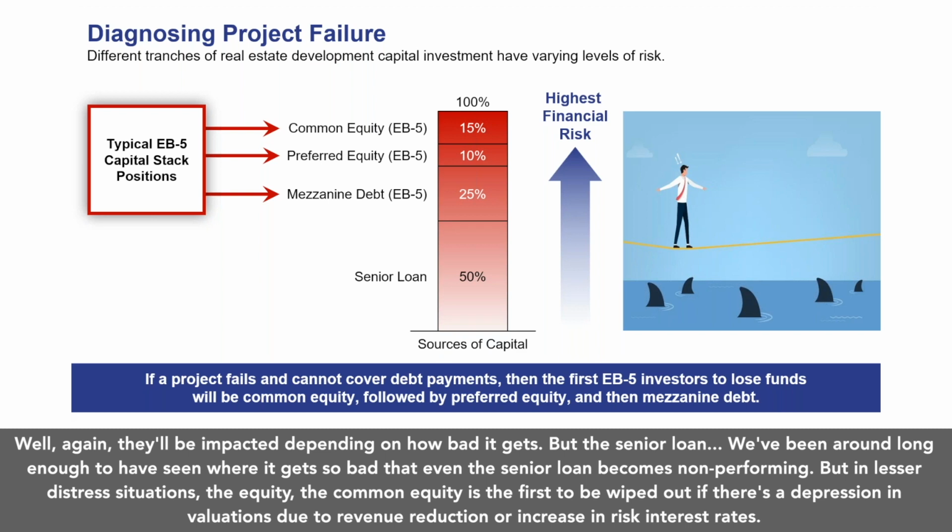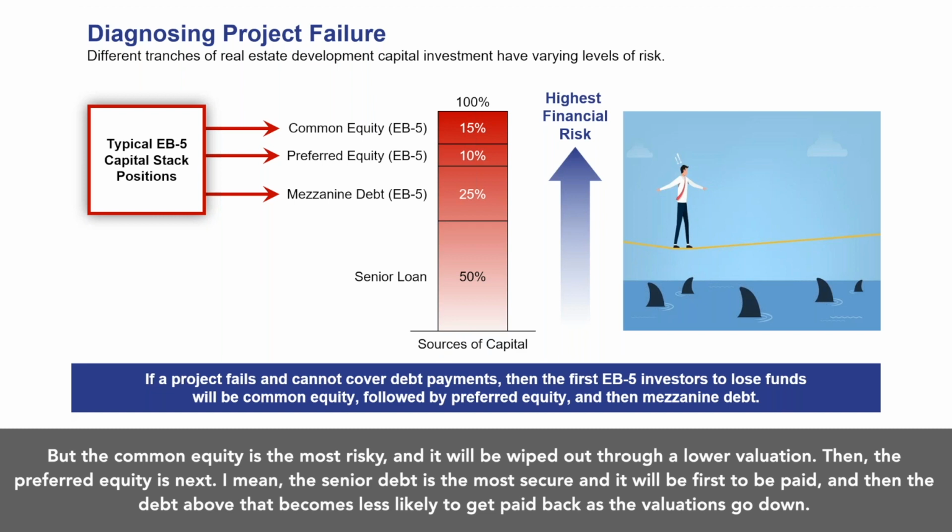Well, they'll be impacted depending on how bad it gets. We've been around long enough to have seen where it gets so bad that even the senior loan becomes non-performing. But in lesser distressed situations, the common equity is the first to be wiped out if there's a depression in valuations due to revenue reduction or an increase in interest rates. So the common equity is the most risky, and it will be wiped out through a lower valuation. Then the preferred equity is next. The senior debt is the most secure, and it will be first to be paid, and then the debt above that, of course, becomes less likely to get paid back as the valuations go down.